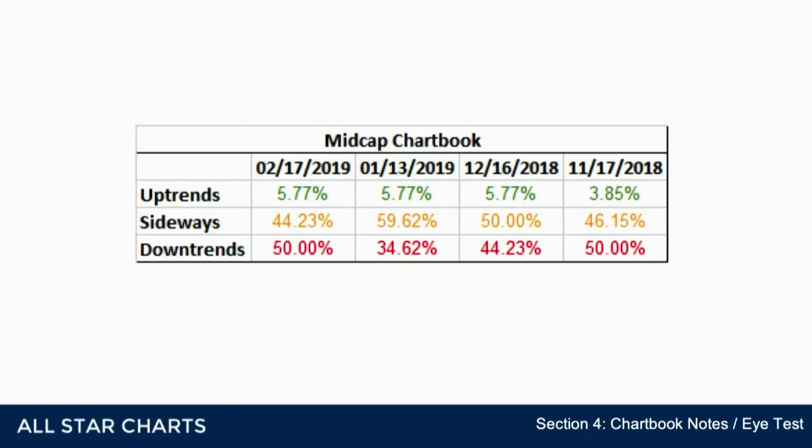And now that the index has rolled back over, it just actually retested its lows. We're seeing the same types of numbers here. 50% of the index is in a downtrend. So is that something we want to be buying? Probably not.